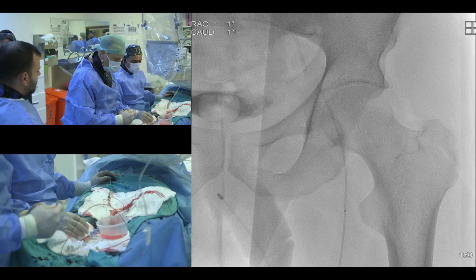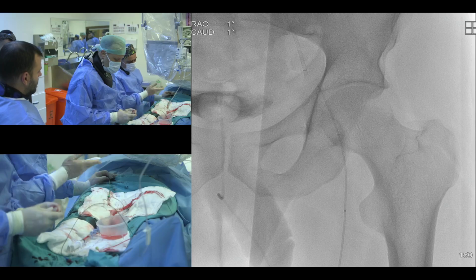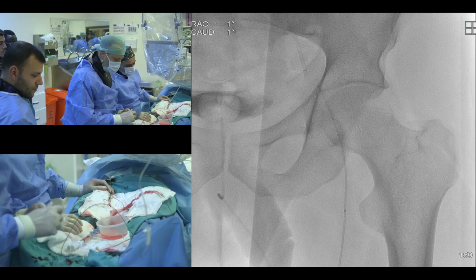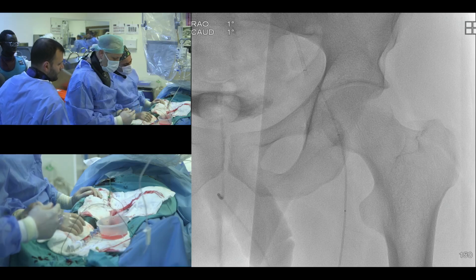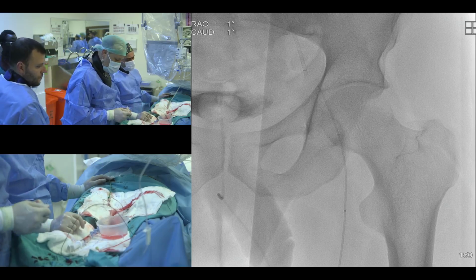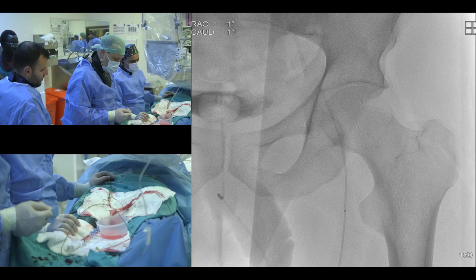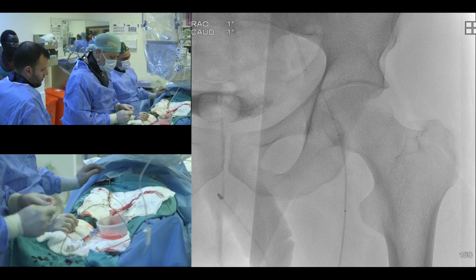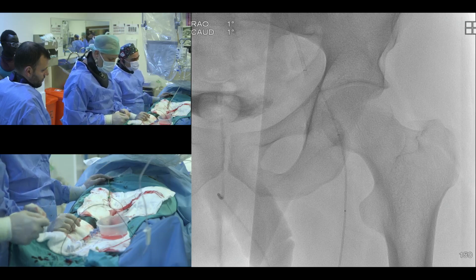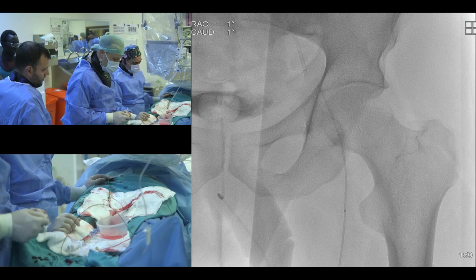We can advance the balloon retrogradely, but spasm can occur. Therefore, the antegrade approach is the best option. Yes, absolutely.